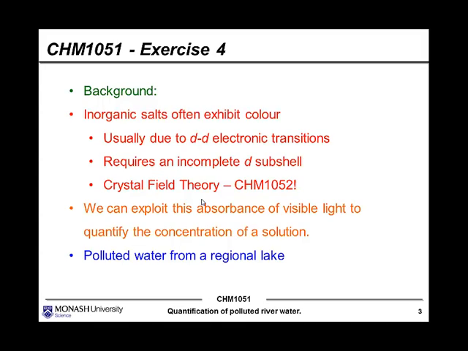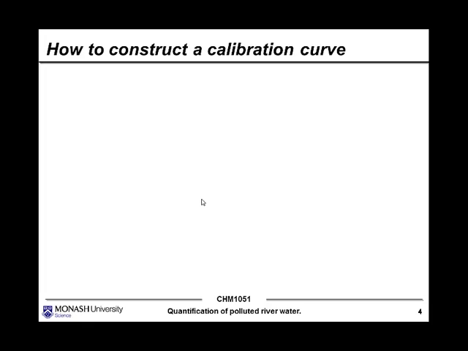And so in today's experiment, you're going to take polluted water from this regional lake using an authentic sample that's been sent to us. To do a quantitative analysis using spectrophotometry, we ultimately have to set up a calibration curve. So a calibration curve is basically a graph which graphs the absorbance of visible light by the solution with respect to the concentration.